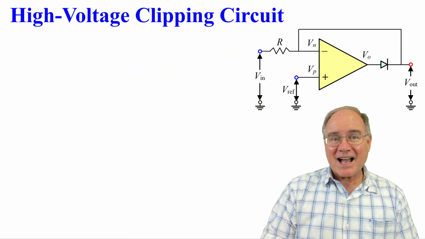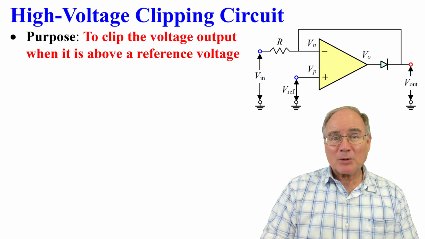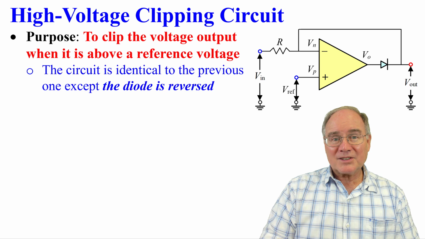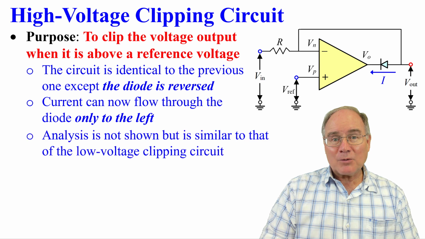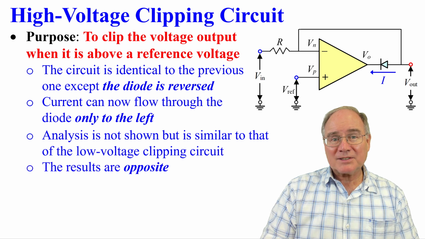Now consider a high-voltage clipping circuit. Its purpose is to clip a signal that is above the reference voltage. The circuit is identical to the previous case, except that the diode is reversed. So let's turn this guy around. Current can now flow to the left through the diode. I won't go through the complete analysis. It's somewhat similar to the previous case, but the results are opposite.